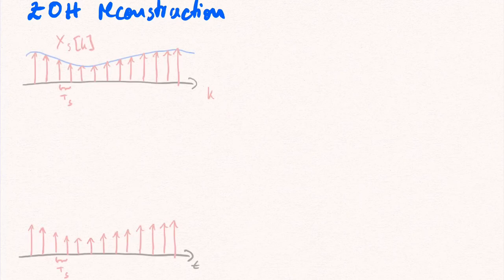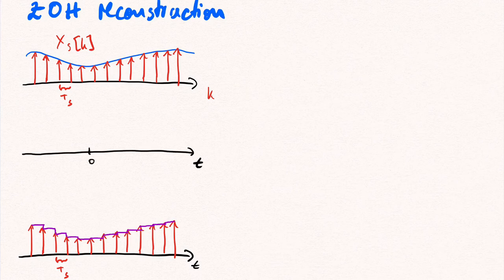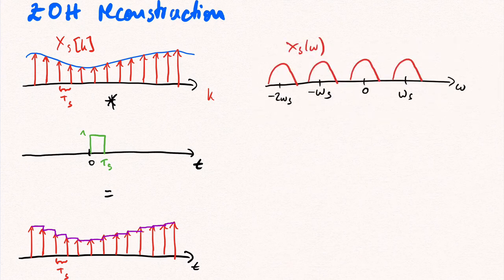In practice, we use zero-order hold reconstruction, where zero order means polynomial of zero order, which is just a constant, such that zero-order hold means constant hold. What it does is simply holding the output signal constant after receiving a sample until receiving the next sample, which is then also held constant. Mathematically, this can be expressed as a convolution of the sampled signal with a rectangle of height 1 and width T_s.